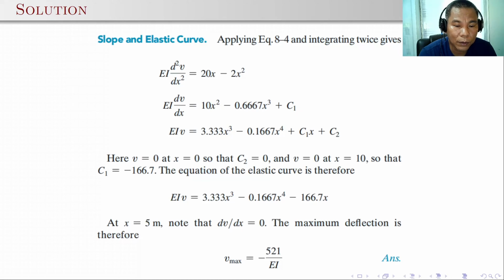At x is equal to 5, that is at the middle, we initially say it will give the maximum deflection. At maximum deflection, the slope should be 0. So here, dv/dx is equal to 0 at x is equal to 5. If we substitute that to the equation above, then the maximum deflection can be computed, which is equal to minus 521 over EI.